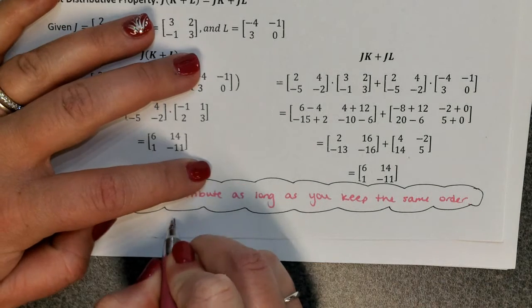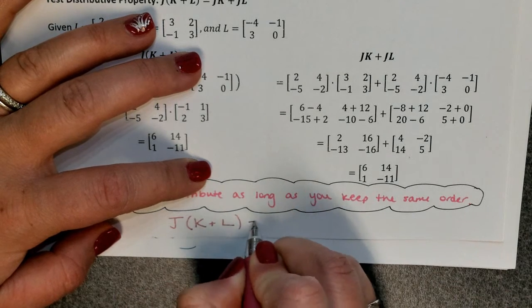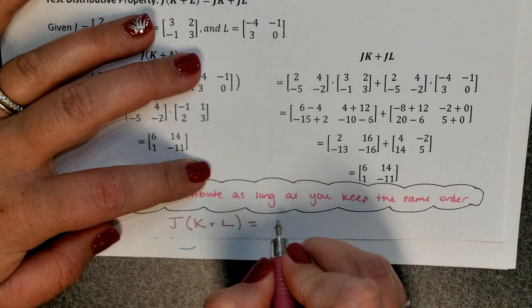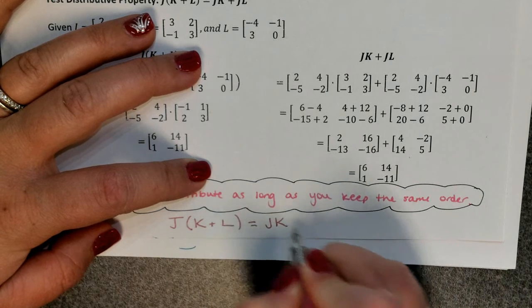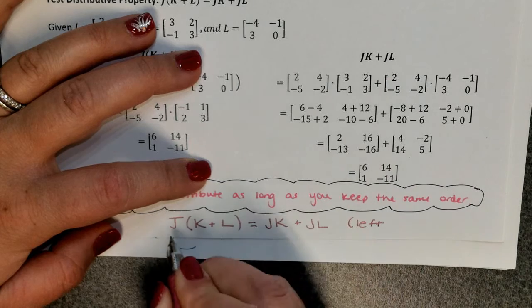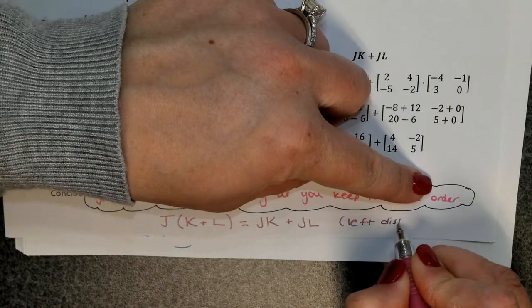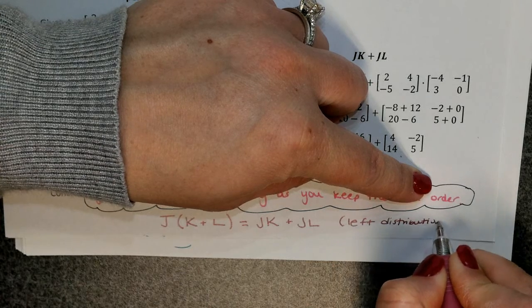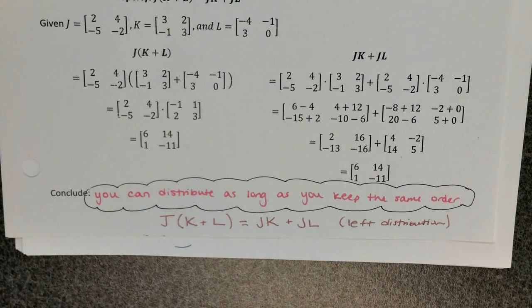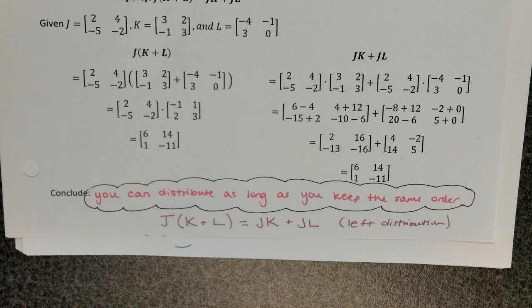So if we have a J on the outside, and we have K plus L on the inside, this equals the same thing as putting J next to K and putting J next to L, as long as you left it on the left, since it was originally on the left. So we'll call it left distribution. The J was originally on the left, it has to stay on the left of both the K and the L when you distribute.